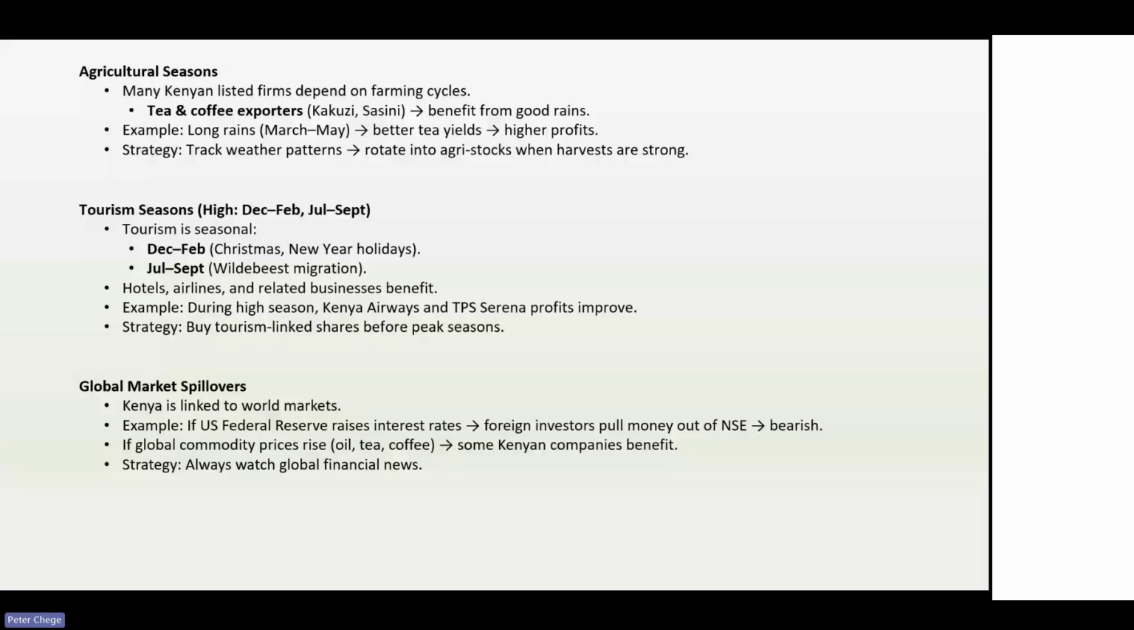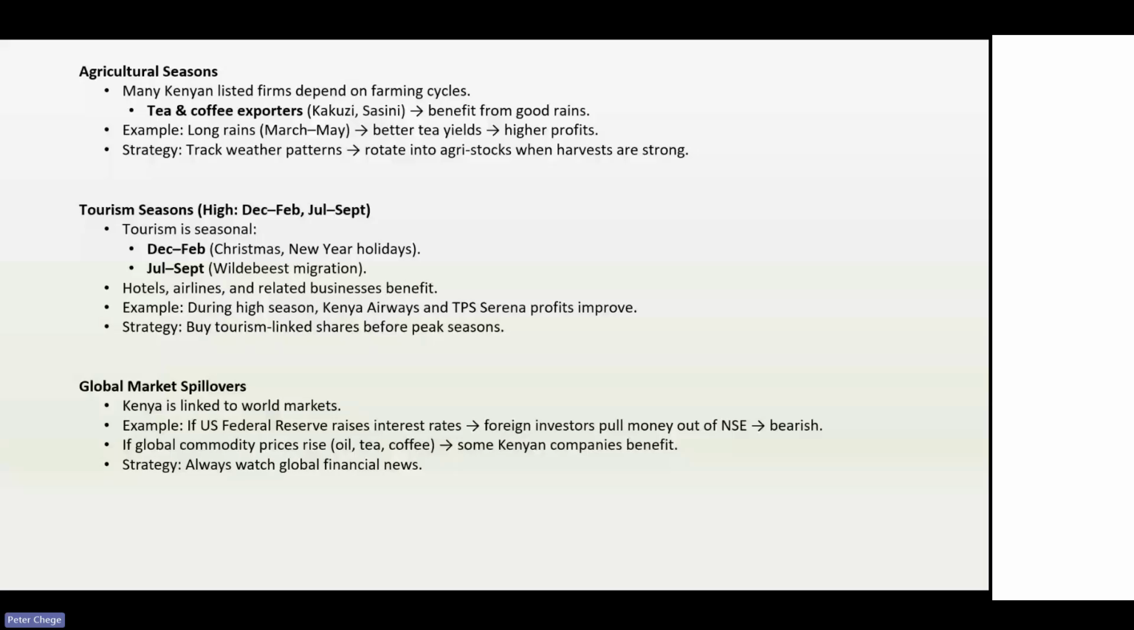Then there is TPS Serena, I think it's also at the NSE and giving dividends because they also boom during that period. So you buy early, then you sell when prices go up. Some of these stocks, you don't hold on to them. They are for speculation. So you buy before the peak, sell after the peak when prices are up.